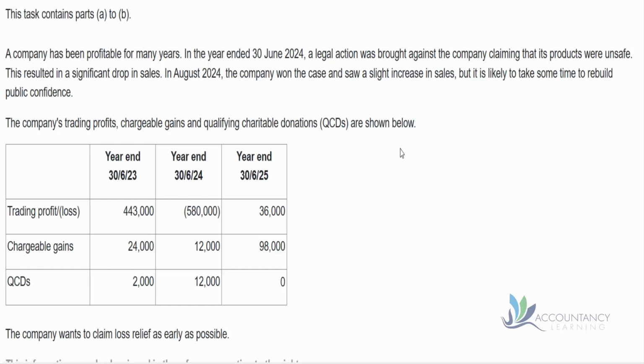Whereas if we carry forward the losses, then it will delay when we receive the cash, but because we can use those charitable donations, it means that overall we will pay less tax. Okay, so we need to balance here. Do we want cash early, but suffer paying a little bit more tax? Or can we wait to offset losses against future years, but in that case benefit by paying less tax? But in this case, they want to claim the loss relief as early as possible. So that's telling us that we want to carry back the losses.